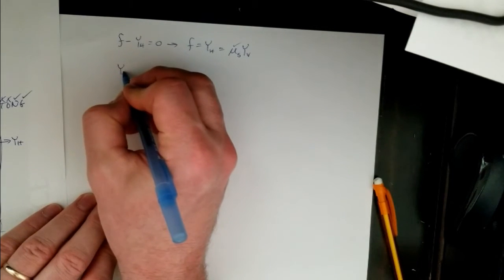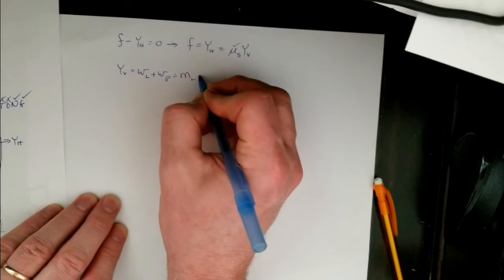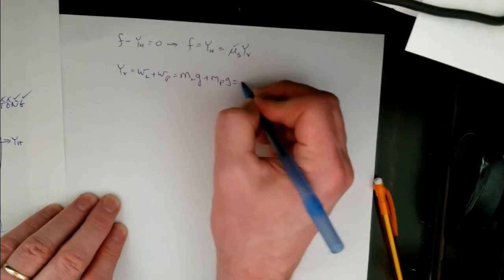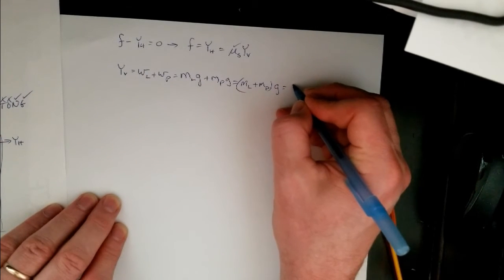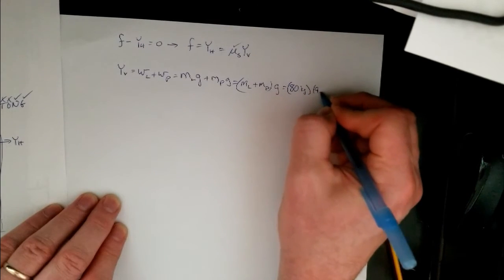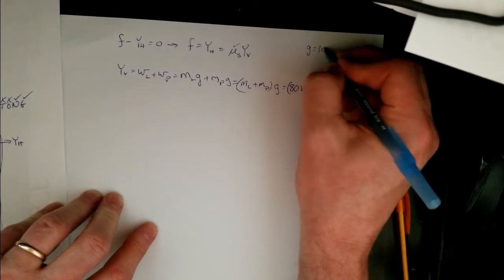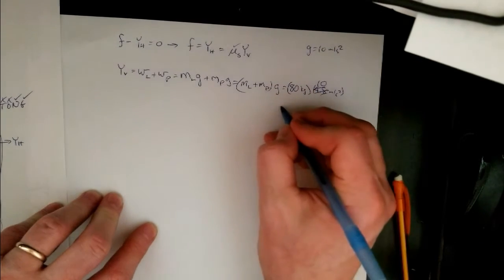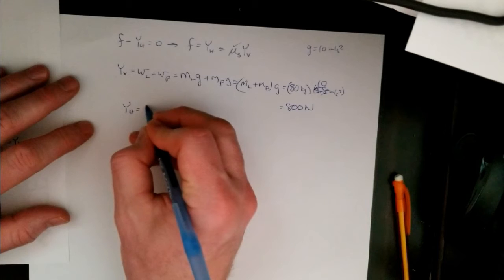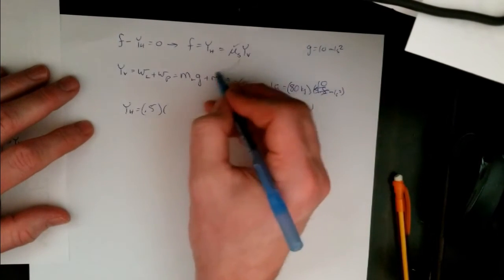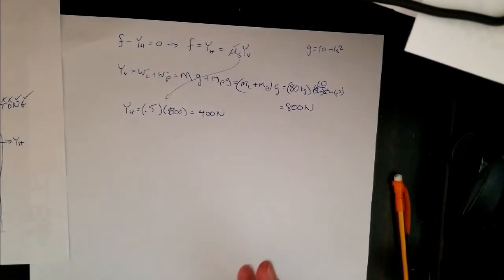I know that y sub v is equal to the weight of the ladder plus the weight of the person, which is mass of the ladder g plus mass of the person times g, which is mass of the ladder plus mass of the person times g, which we know is 80 kilograms times 9.8 meters per second squared. Let's make this not on Earth anymore, but some strange world where g is 10 meters per second squared, just to make the math easier, so make that a 10. And so this is 800 newtons. And therefore, y sub h is equal to 0.5 times, using this formula here, times 800, which is equal to 400 newtons.